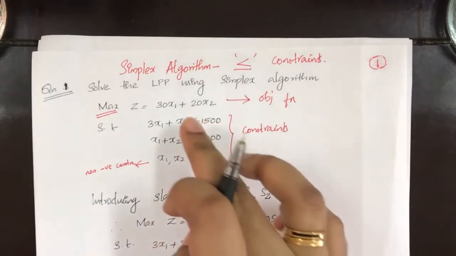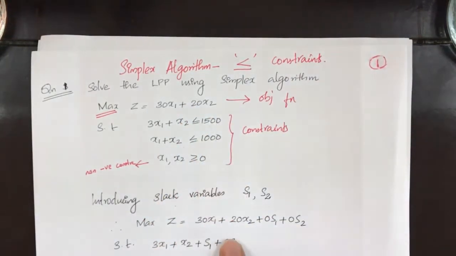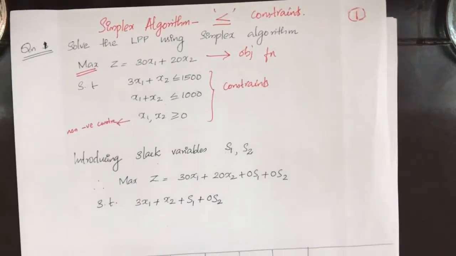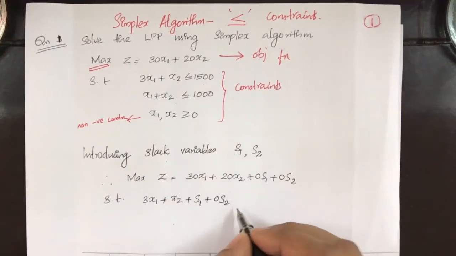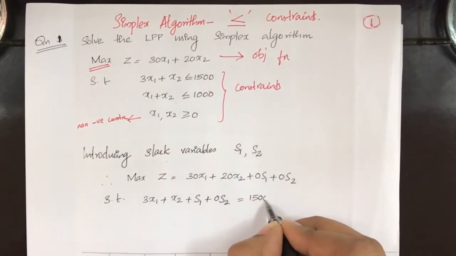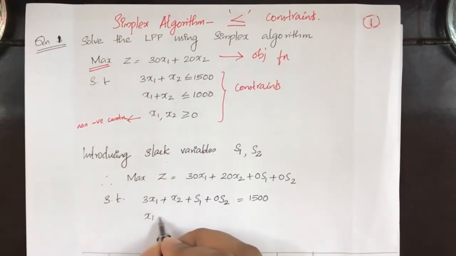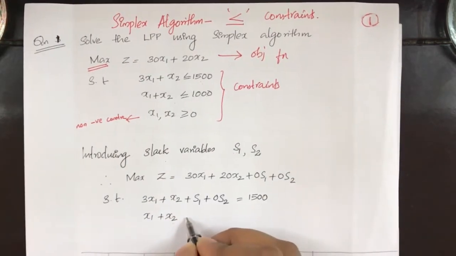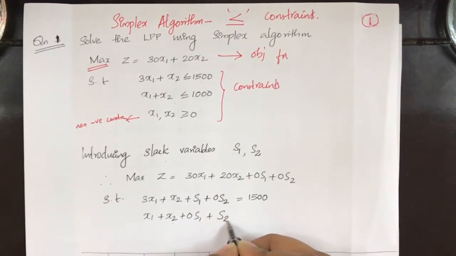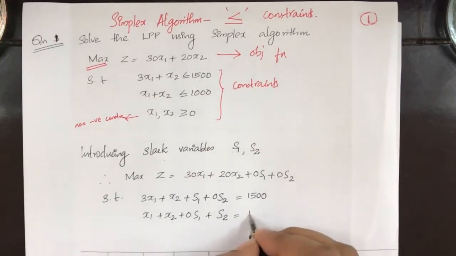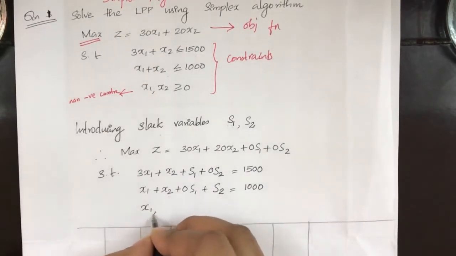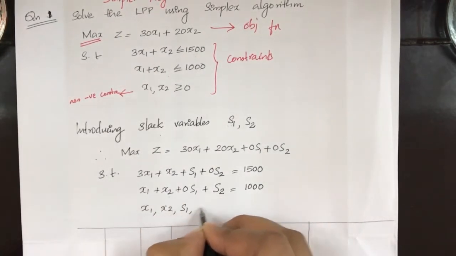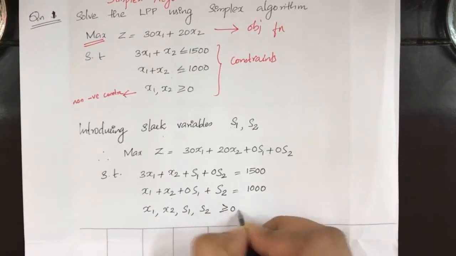Subject to, making it an equation: 3x1 plus x2 plus S1 plus 0S2, which means in the first constraint there is no term containing S2, but in order to generalize it I am introducing 0S2 also, equal to 1500. The second constraint: x1 plus x2, here there is no term of S1, so plus 0S1, plus here we are introducing slack variable 2, that is S2, equal to 1000. Then our non-negativity constraint: x1, x2, S1, S2 greater than or equal to 0.